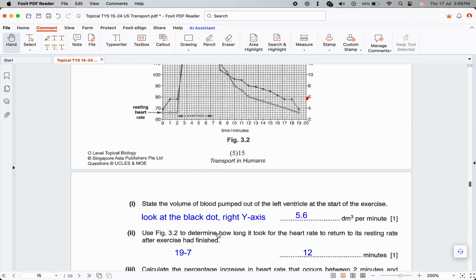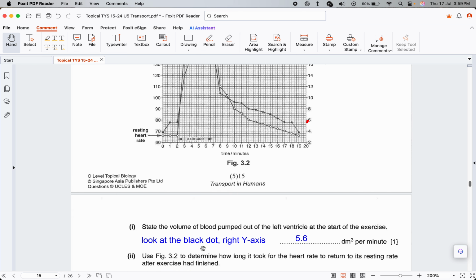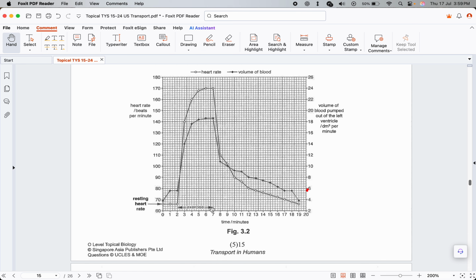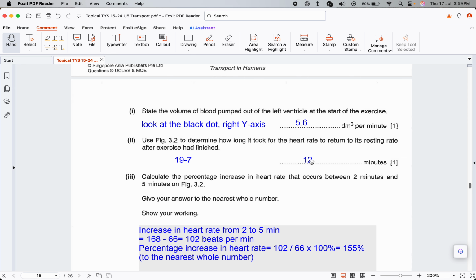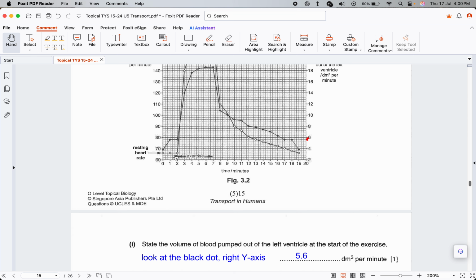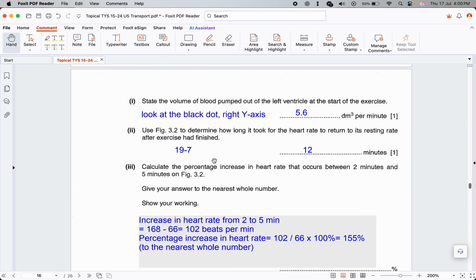Okay, next, determine how long it took for the heart rate to return to its resting rate after exercise had finished. We need to find the time where exercise has finished, which is 7 minutes. So exercise finished at 7 minutes. And then how long did it take for the heart rate, the white dot, to return back to the original point, which is this point? It returned back at 19 minutes. So take 19 minus 7, you get 12 minutes. I think again some of you incorrectly subtracted from 2 minutes, which is the start of the exercise. We're actually looking at the end of the exercise, 7 minutes.